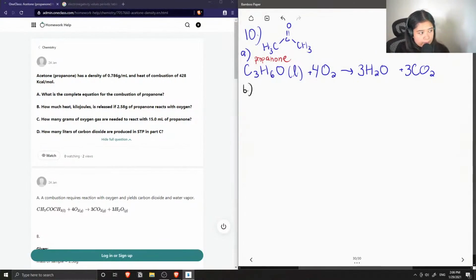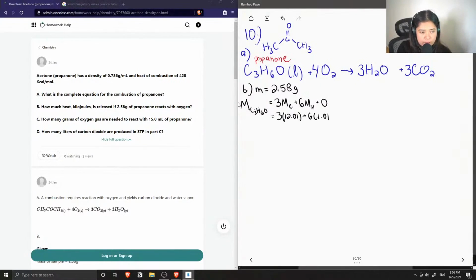And for part B, we want to know how much heat in kilojoules is released if 2.58 grams of propanone reacts with oxygen. So we know the mass of the propanone is 2.58 grams. And we first need to calculate the molar mass of propanone as well. So the molar mass of propanone will be 3 times the molar mass of carbon, plus 6 times the molar mass of hydrogen, plus the molar mass of oxygen. So these values are just found on your periodic table. So for carbon, it's 12.01 grams per mole. Hydrogen is 1.01 grams per mole. And oxygen is around 16. And you should end up with a molar mass of 58 grams per mole.